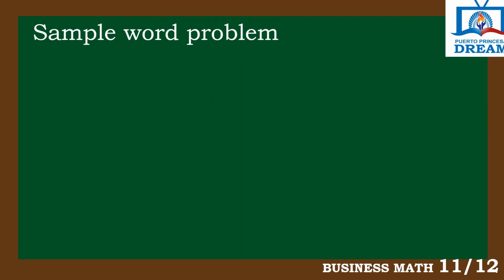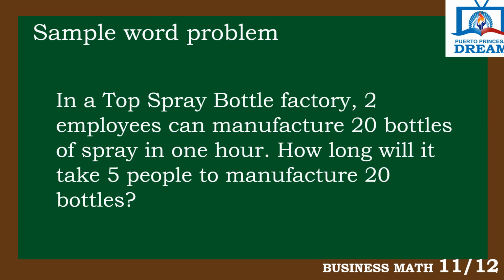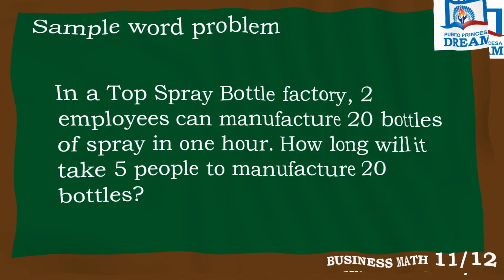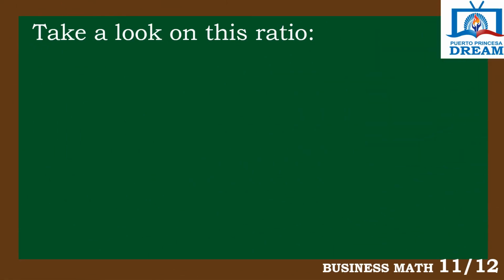Sample word problem. In a top spray bottle factory, 2 employees can manufacture 20 bottles of spray in 1 hour. How long will it take 5 people to manufacture 20 bottles? Take a look at this ratio.